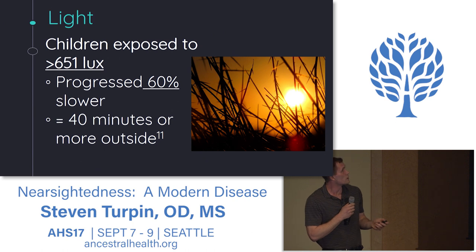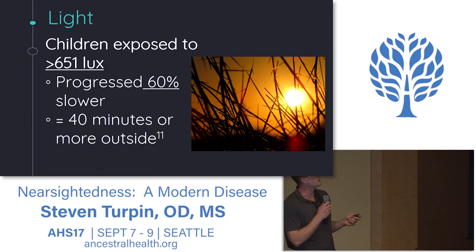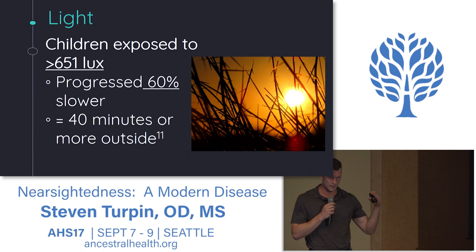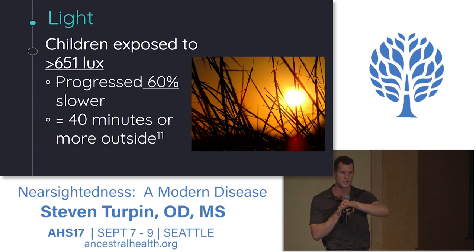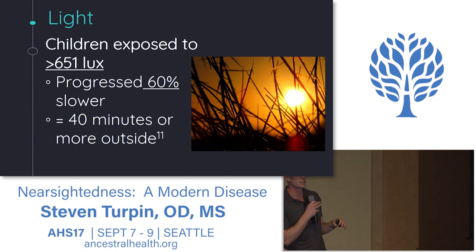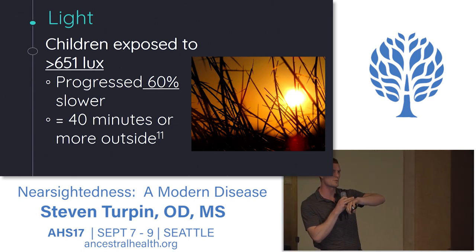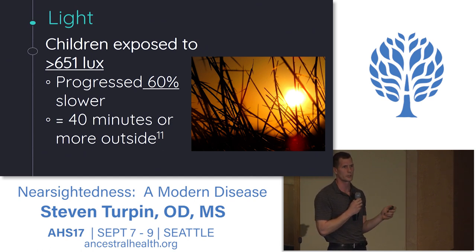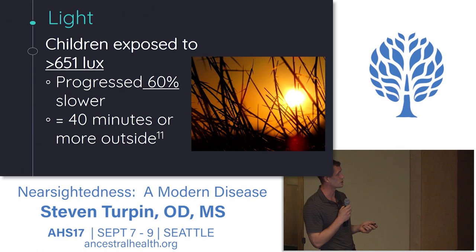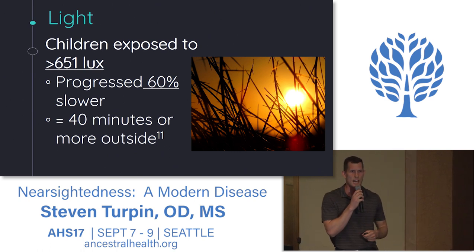There was a study done in Australia about 2 years ago where they took a bunch of school children, and for about 18 months they wore wristbands. Dan Parity talked about it yesterday. They track both movement and the amount of light the kids are getting. And what they found was that those who were exposed to over 650 lux on average per day progressed much slower in their myopia than those who had less than 651 lux. And that equates to about 40 minutes or so outside.